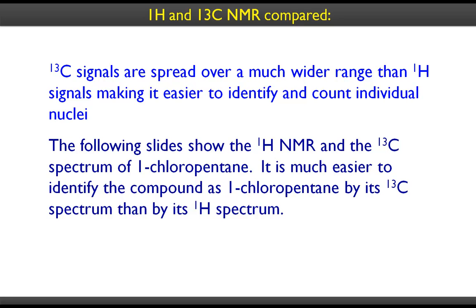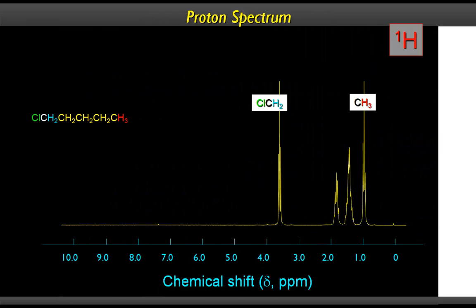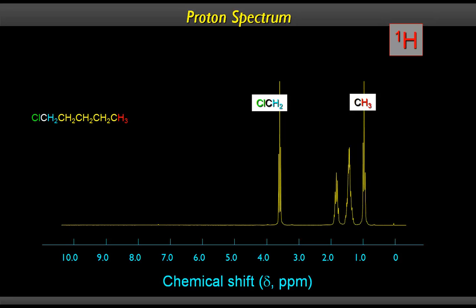The C13 signals are spread over a much wider range than hydrogen signals, making it easier to identify and count individual, chemically non-equivalent nuclei. The following slides will show the proton NMR and C13 NMR spectrum of a molecule called chloropentane. It's much easier to identify the compound as chloropentane by carbon-13 NMR than proton NMR. Let me just show you how simple it is in the case of carbon NMR.